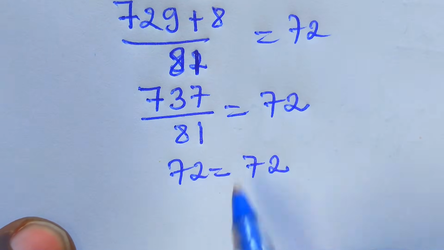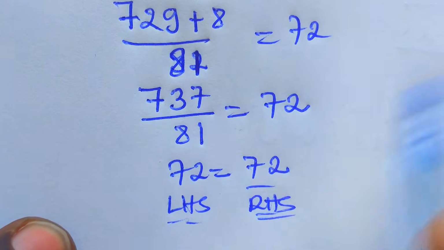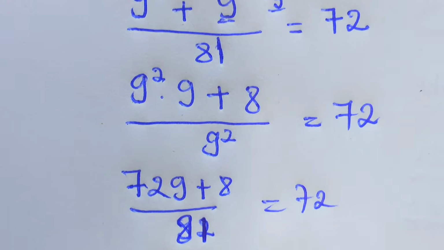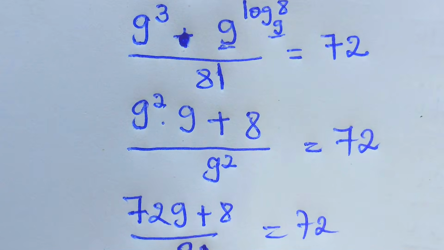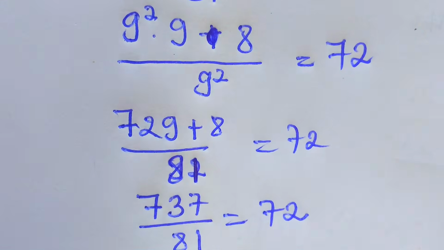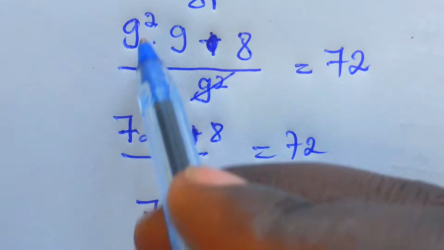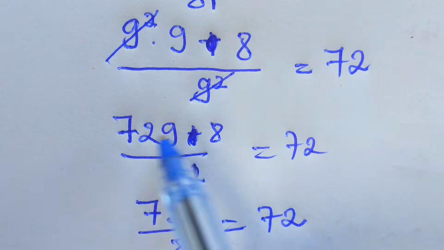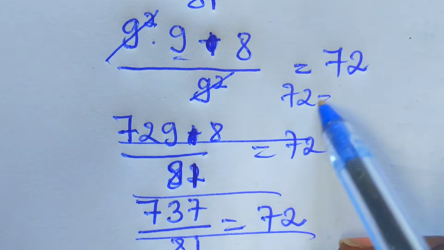And of course left hand side equals right hand side. And of course here, this is not addition, this is multiplication. Sorry, this is multiplication, and of course this is multiplication, and here this is multiplication, so we are supposed to simplify at this stage only. And of course you shall get 72, which is equal to 72.